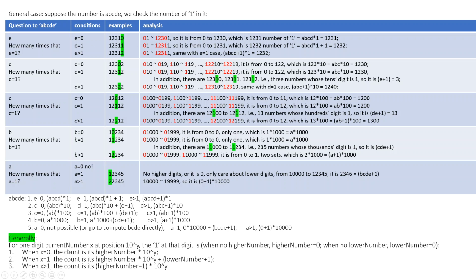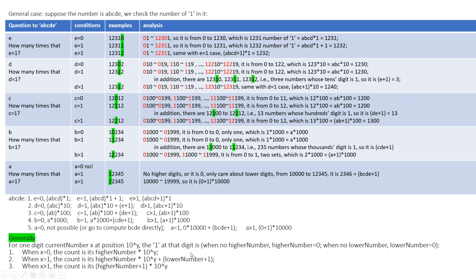So for a one-digit number x at position 10 to the power of y, counting the 1s at that digit, x has three conditions. When x is 0, it depends on its higher number times 10 to the power of y. When the higher number is 0, it's actually 0. When x is 1, it depends on two things: the higher number times 10 to the power of y, plus its lower number plus 1, right?